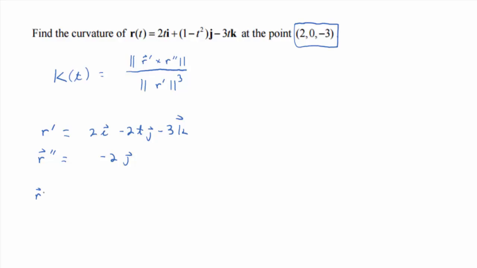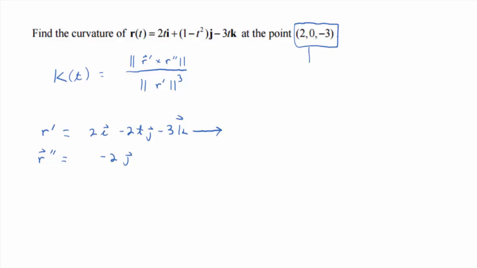So, r prime. To make life easier, though it doesn't help that much in this one, if you go ahead and evaluate this at the t value that produces this point, you won't have the t in here. So it helps a little bit. There aren't that many values of t in here. Most of them went away, so it helps a little bit.